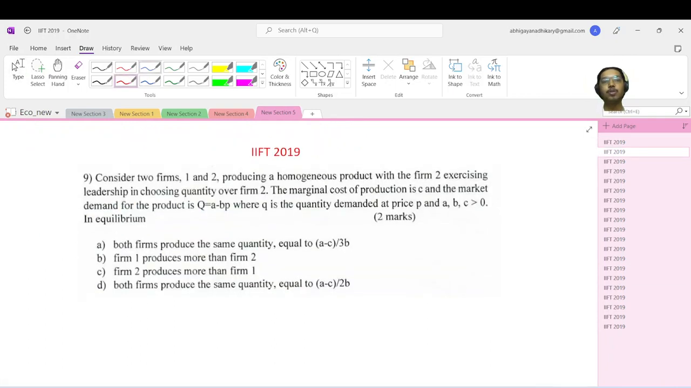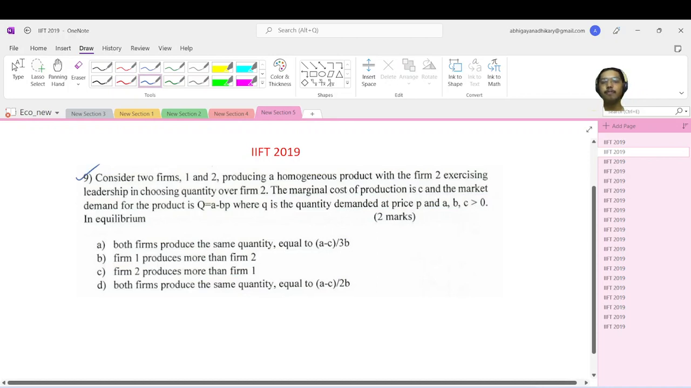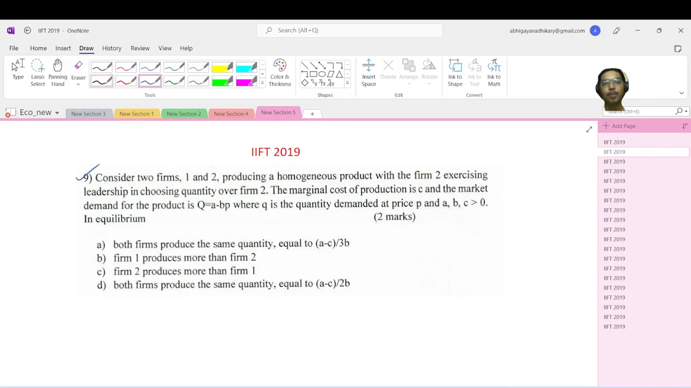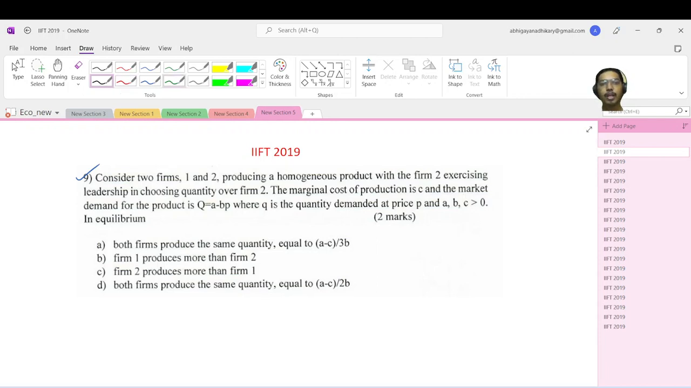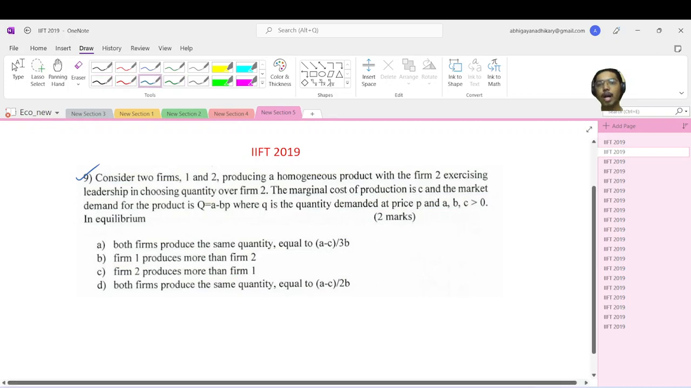Okay, so now moving on to the ninth question of the IIFT Economics 2019 entrance exam. The question says, consider two firms 1 and 2 producing a homogeneous product with firm 2 exercising leadership in choosing quantity over firm 2. Okay, so now there seems to be a printing error in the question. So it can be either one of them will be firm 1. So without loss of generality, let's say this is firm 1. Anyway, if it is the other way around, then the option will just change. So that's not a very important.